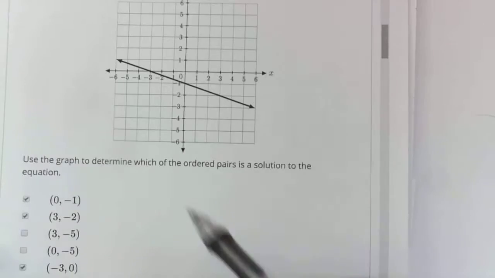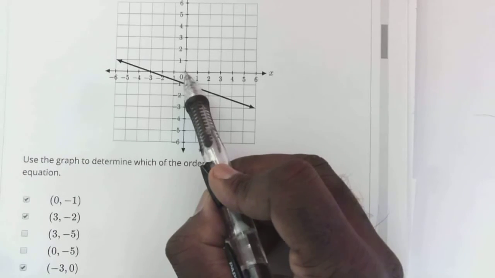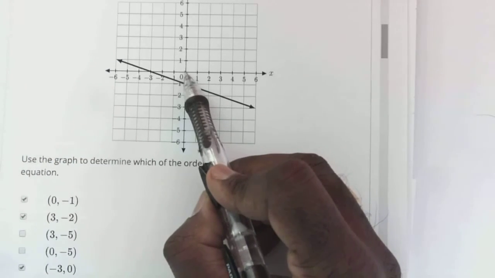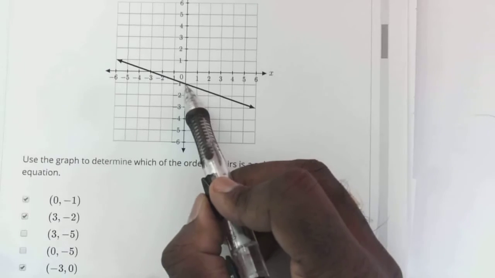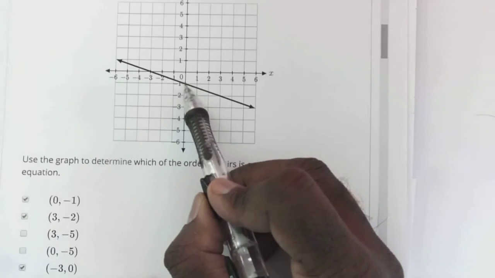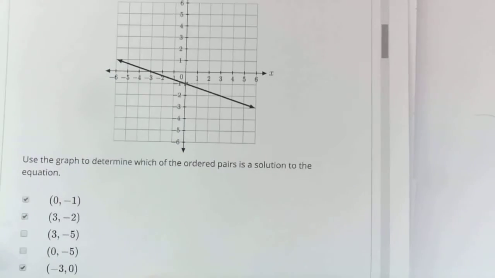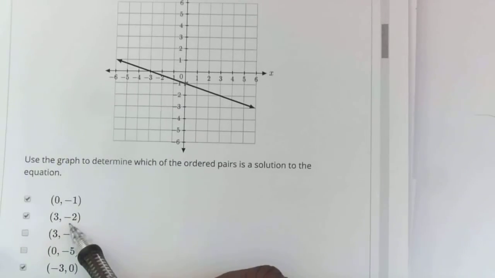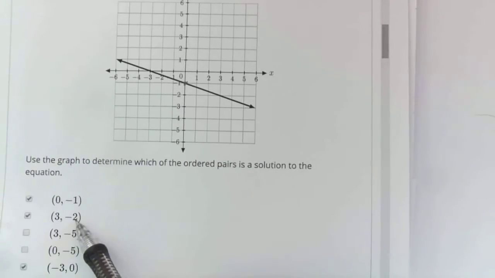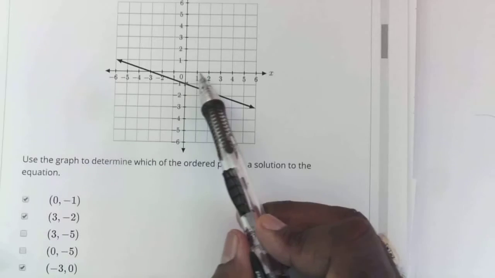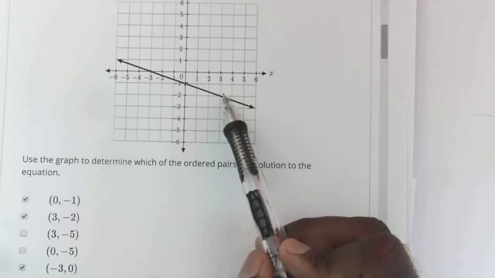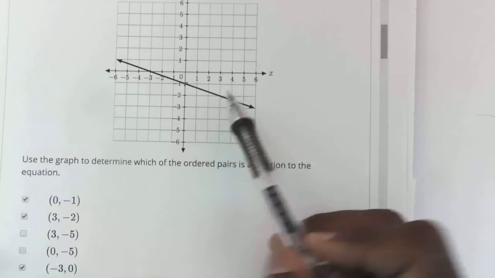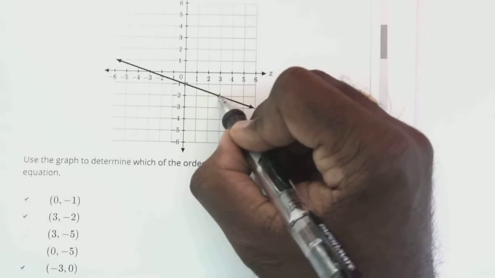Okay. So (0, -1). X is 0, so you don't go left or right. Y is equal to -1, so you go down 1, and that appears on the graph. (3, -2). X is 3, y is -2, so we go to the right 3 and down 2. It appears on the graph.